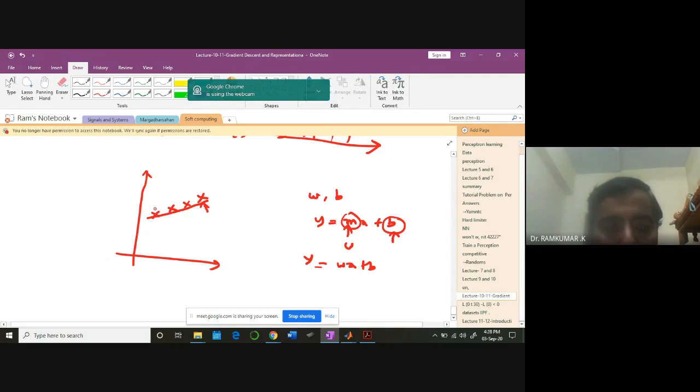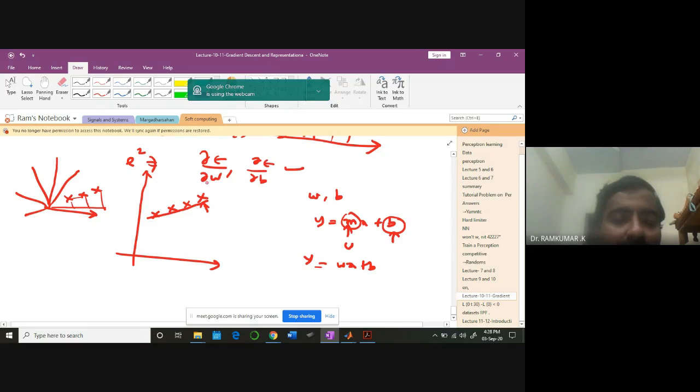You start with some random weight. Your data is here. The random weight and bias may give a line somewhere here, maybe somewhere here, maybe somewhere here. Originally the line may be anywhere. Then gradually you identify the error between those points and the corresponding line, and then minimize that error. In the same manner, the error square will be minimized using dou E by dou W and dou E by dou B, so that your line will pass through the points.